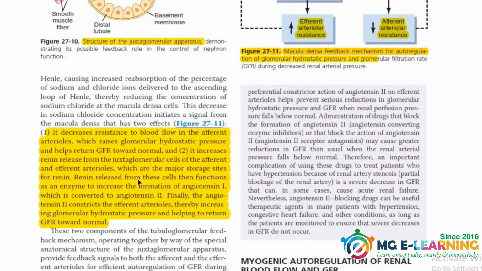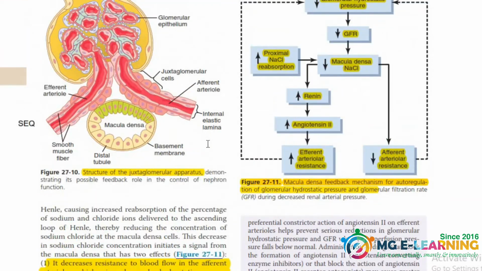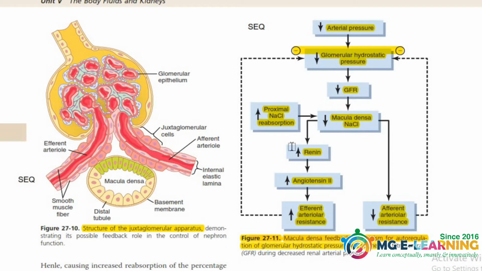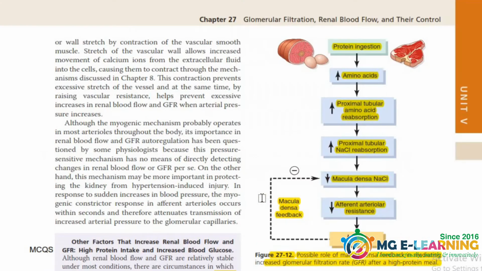Now these points are with this diagram and you have to do this diagram. It is a flow sheet and it explains the regulation through macula densa, the role of macula densa in the auto-regulation. So this is important from here. This blue box is not very important. You can leave that.